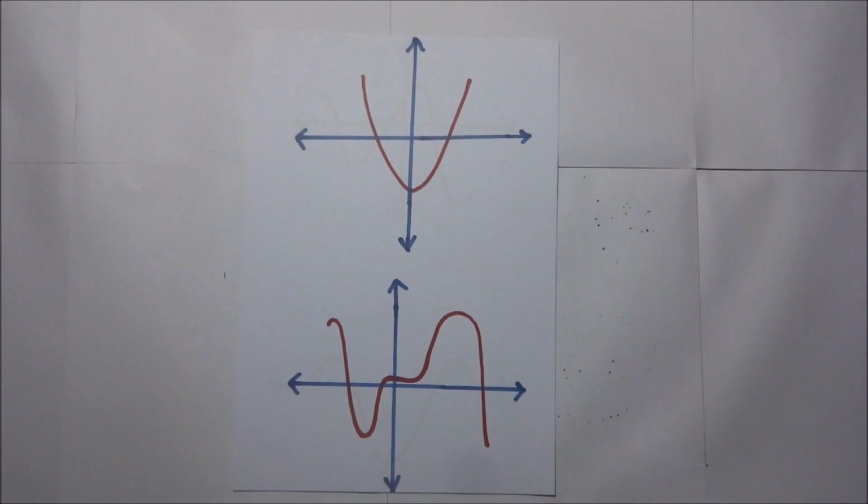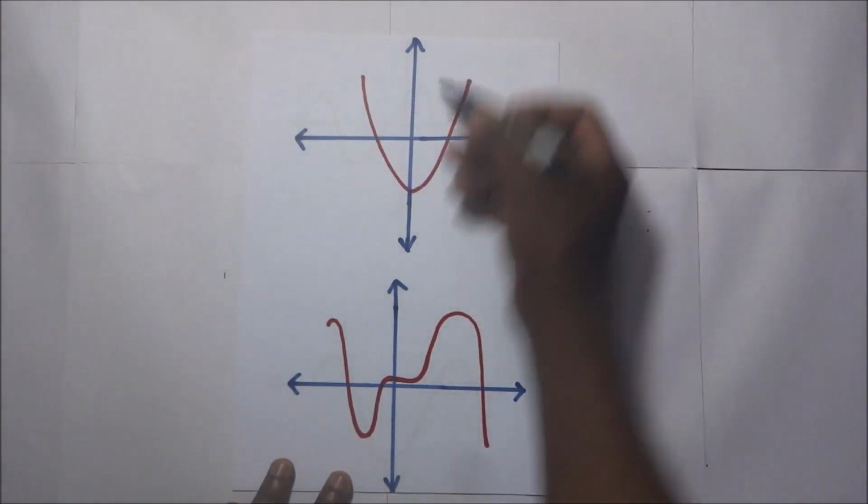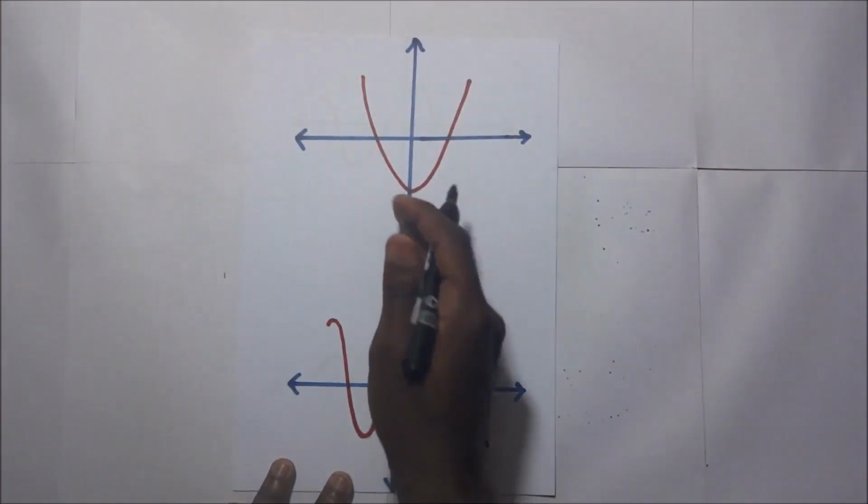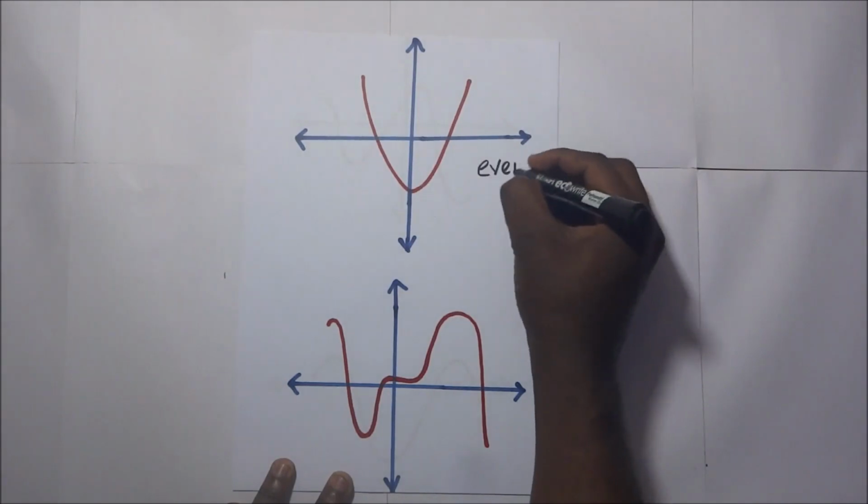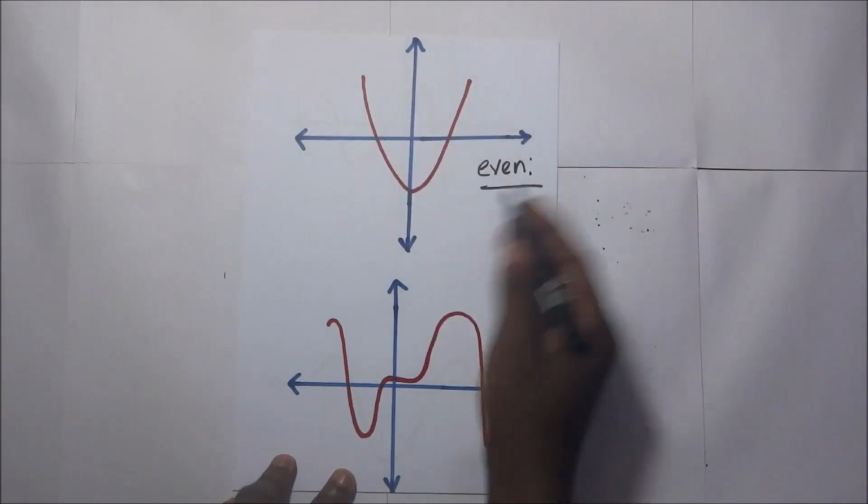But also we said that even functions are symmetrical about the y-axis, and odd functions are symmetrical about the origin. We are going to go through a series of graphs to try and identify which graph is representing an even function, which graph is representing an odd function, and which graph is representing neither of the two. So the first graph here is a quadratic graph. Of course, this is symmetrical about this axis. It's symmetrical, so this makes it an even function.